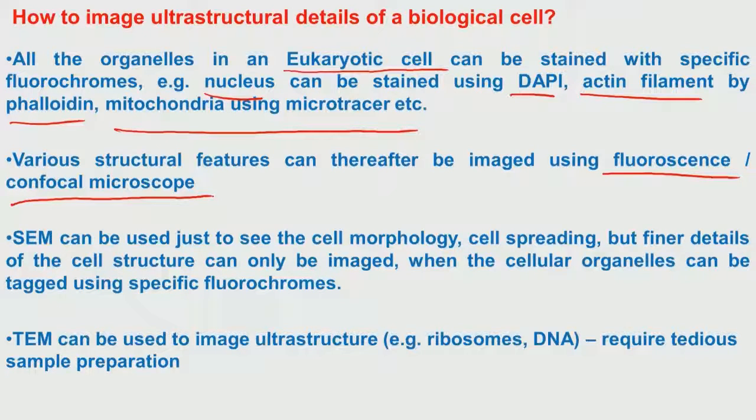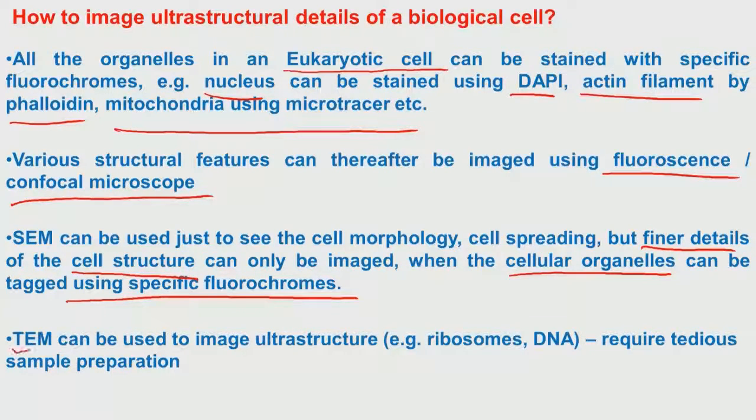Scanning electron microscope, abbreviated as SEM, can be used to see just the cell morphology or cell spreading. However, finer details of the cellular ultrastructure can only be imaged when the cellular organelles are tagged using specific fluorochromes. And therefore, to appropriately image the cell structure, one has to use a different kind of microscope, that is fluorescence microscope or confocal microscope.